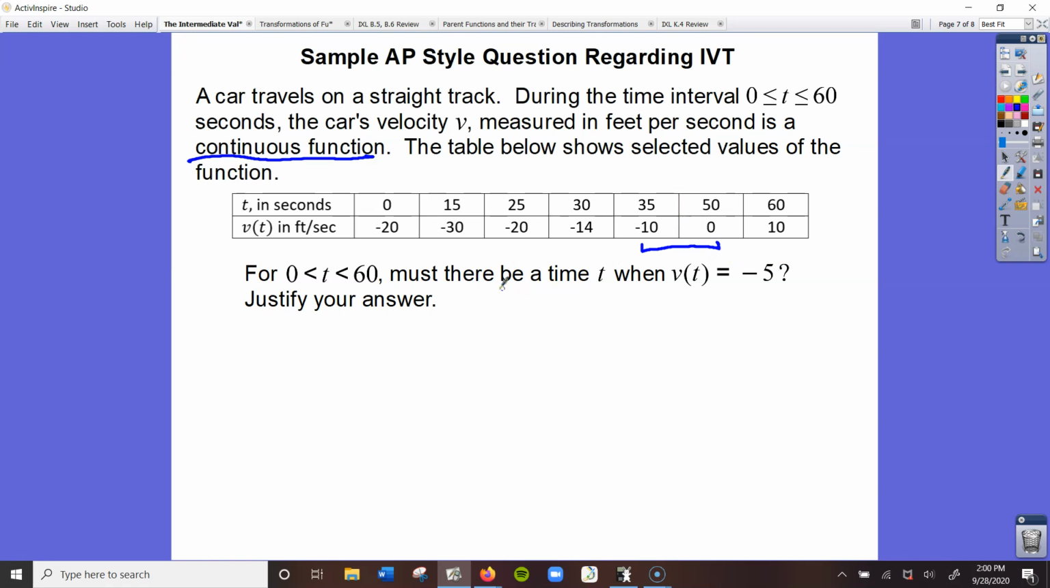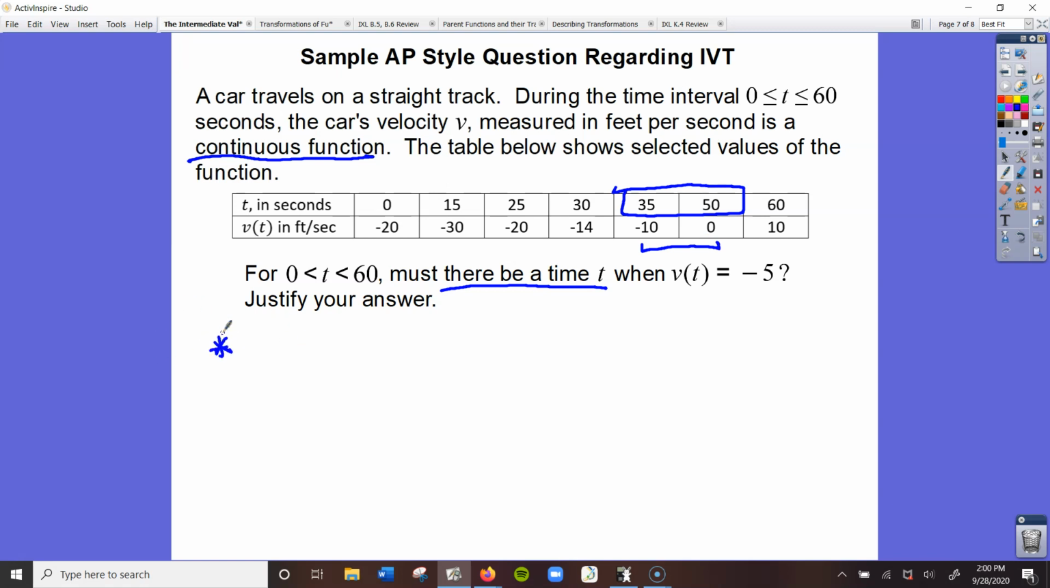So this question is asking, must there be a time? Remember that we're looking for the t values, which are these right here. In order to answer this question, I already know IVT would guarantee a time t when v of t is equal to -5. It's not asking us what that t value is, because it's impossible to figure that out without more information. It's just asking, must there be a time? So we would say, yes, there is a time.